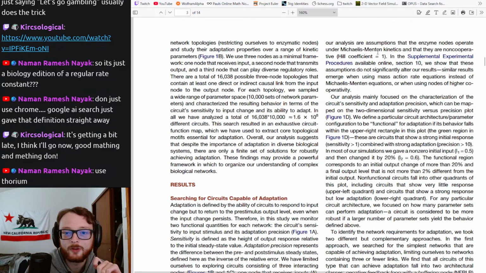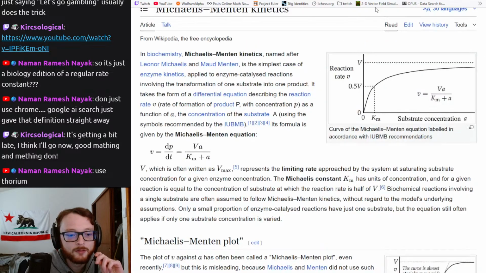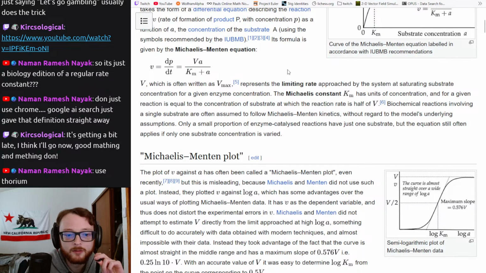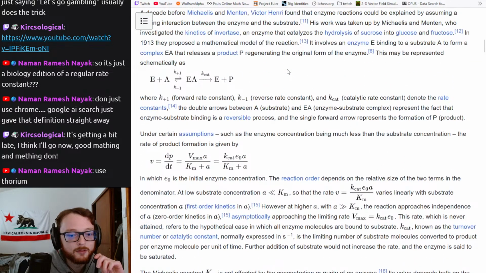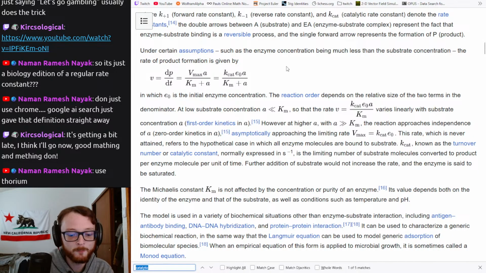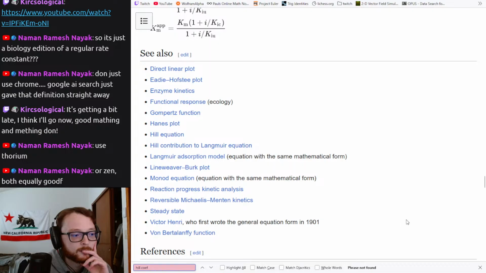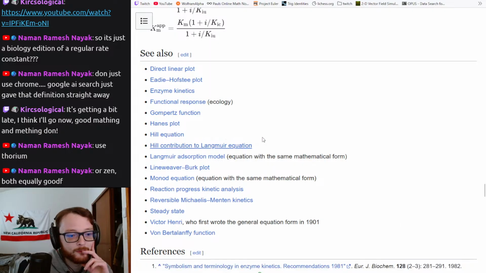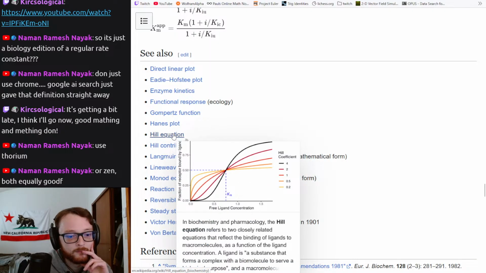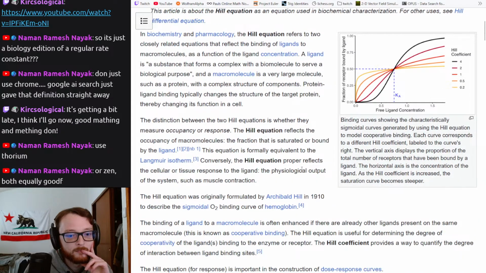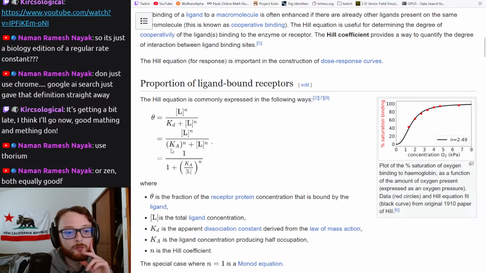Implicit: we announce our assumptions, enzyme nodes operate non-cooperatively, Hill coefficient 1. Does Wikipedia not go into the Hill coefficient here? Wow, they don't. Thorium or Zen? I've never heard of those. Oh, this is what we really want, or that's what I want.